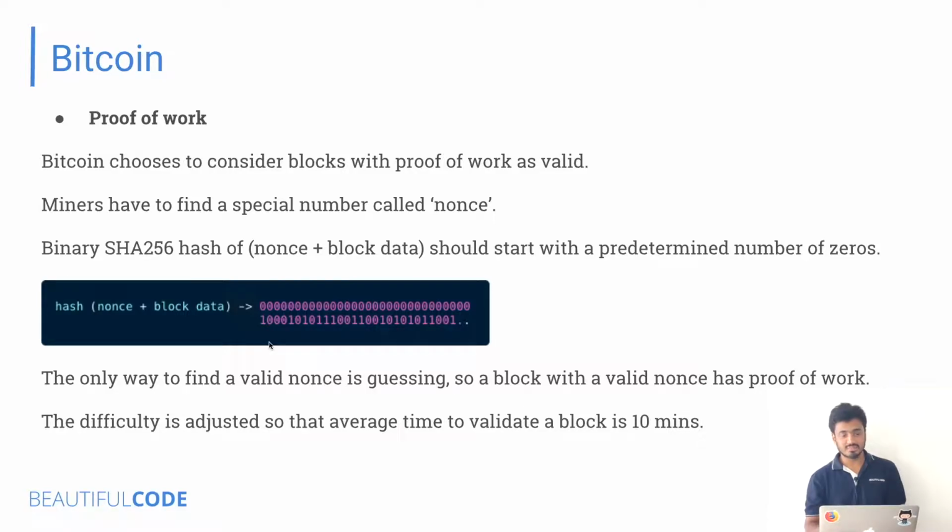Next is proof of work. This validates a block of data. So Bitcoin chooses to consider a block valid if it has a valid nonce. A nonce is a special number that, when hashed along with the block data, should give you a hash that starts with a predetermined number of zeros. Let's say 30 zeros. The only way to find that nonce is to guess through different numbers and hash them to find a number that comes up with a hash starting with 30 zeros.